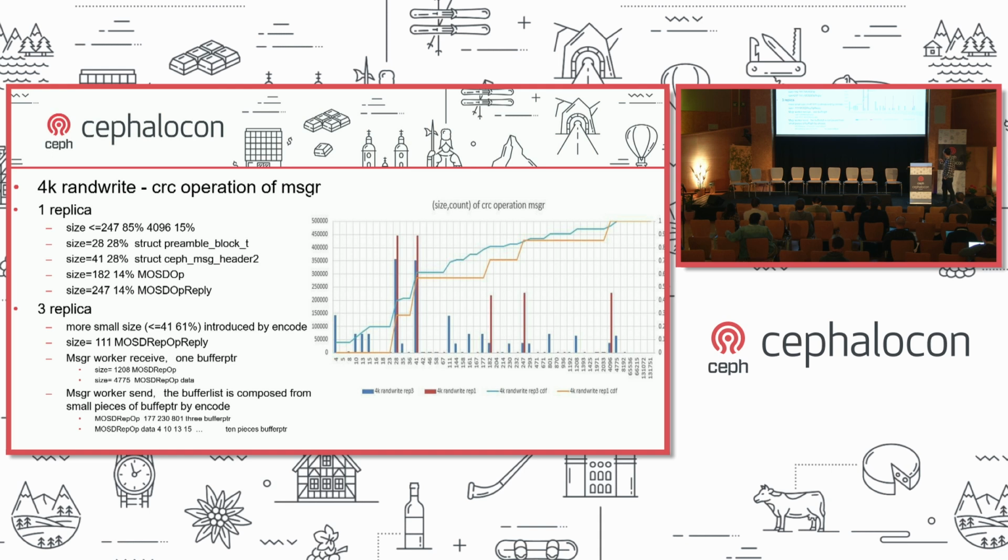But you can see the size 28, and the 41 is the preamble and the header. It still occupies maybe near 25%. But we can see here near about 20%, we have 4, 10, 15. This is introduced by the encoder.